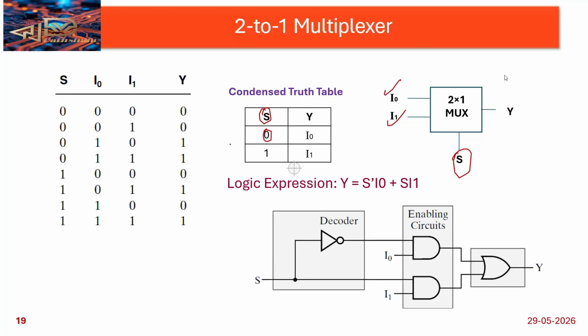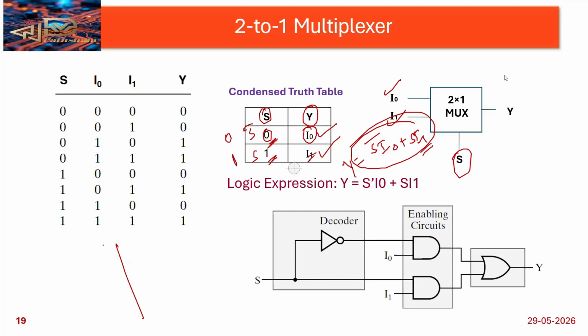If S is 0, the select line is 0, the output I am getting is I0. If S is 1, the output I am getting is I1. So how can we write the equation? Y equals S bar into I0 plus S into I1. 0 means S bar, 1 means S. This is my output equation. Based on this I want to draw the logic diagram. Same thing, we can consider the S line and then another S bar line.